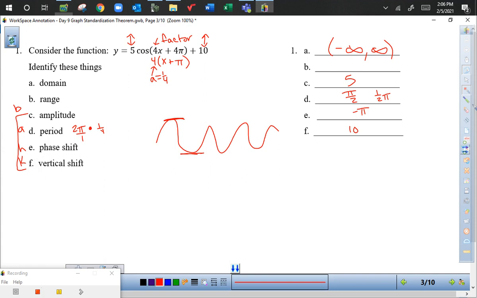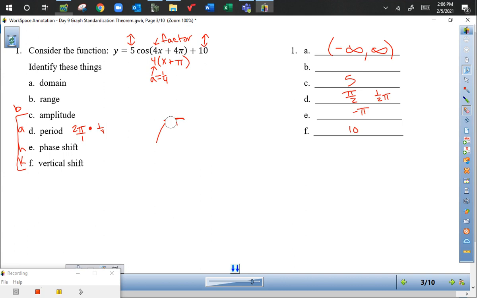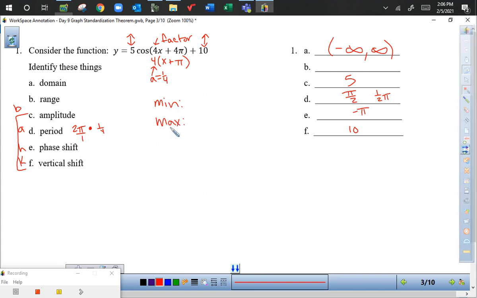Alright, so here's what we're going to do is go ahead and find some space to write out max and min, doesn't matter where, but we're going to find those just like we did for graphing. Okay, usually it's -1 and 1, but the amplitude has changed that to -5 and +5. But then everything's going up 10, so we're going to add 10 to both of those.